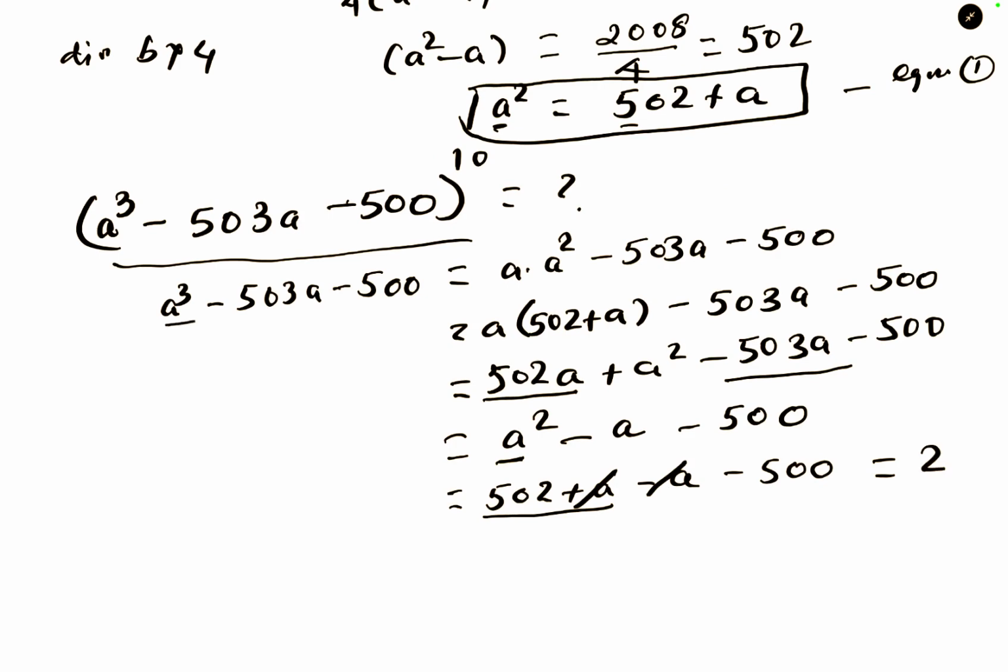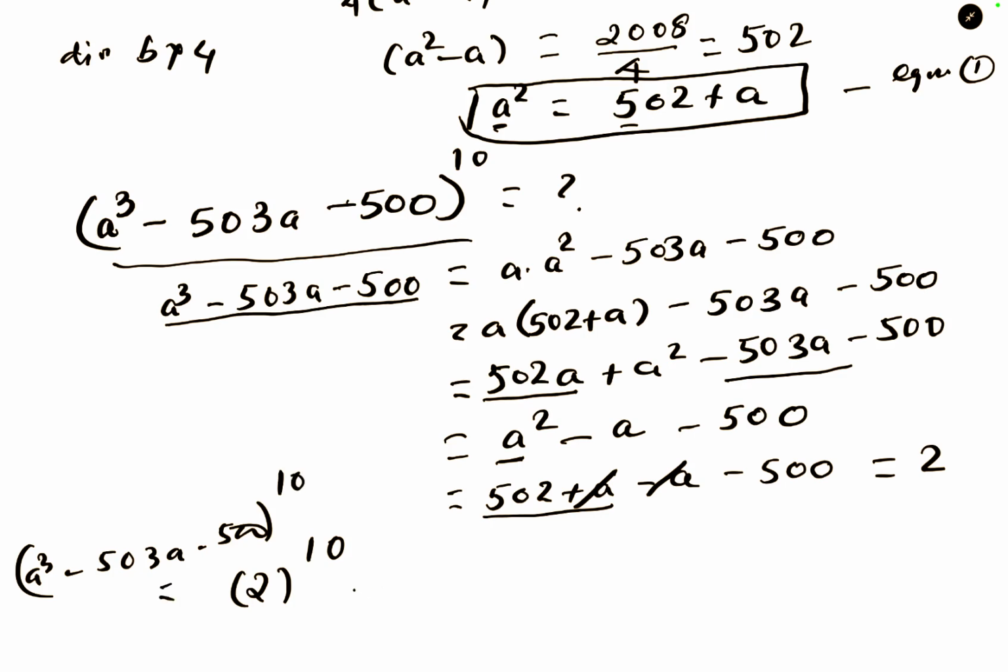Now the moment we get a cube minus 503a minus 500 equal to 2, I can substitute the value here, which is to the power 10. Now the expression (a cube minus 503a minus 500) whole to the power 10 becomes 2 to the power 10, and my answer becomes 2 to the power 10, which is equal to 1024. So this will be my answer.